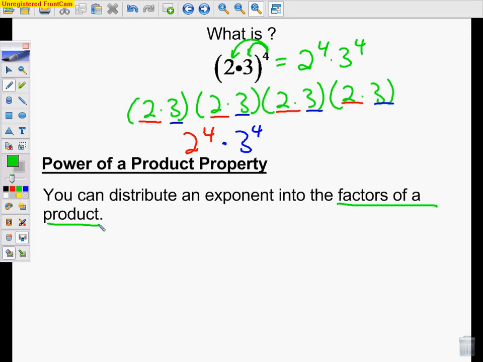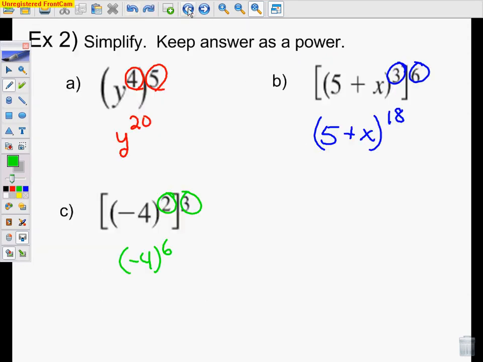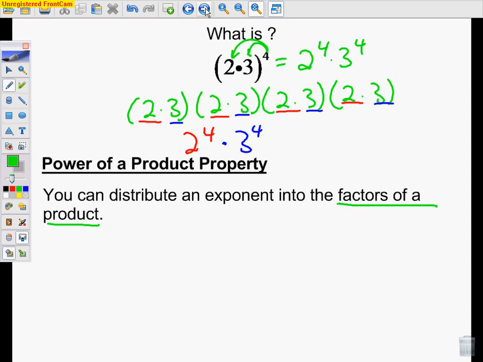All right? It has to be multiplication. Notice that we couldn't have done it in a problem like this because they weren't being multiplied, they were being added. We're not dealing with addition. You can't distribute there. You can only do it when they're being multiplied together. And later on, we'll talk about how you could do it with division also. But definitely not addition or subtraction.